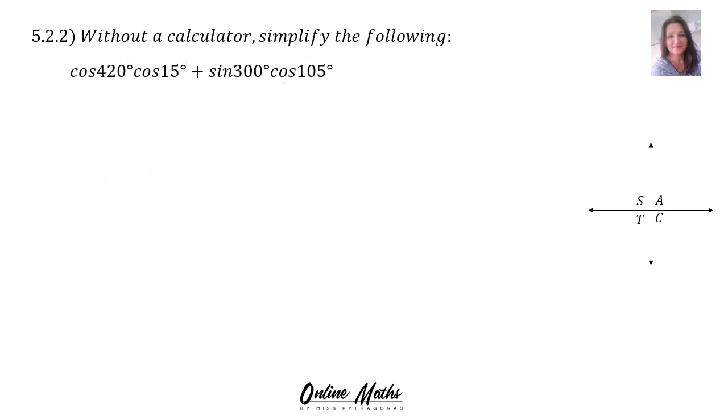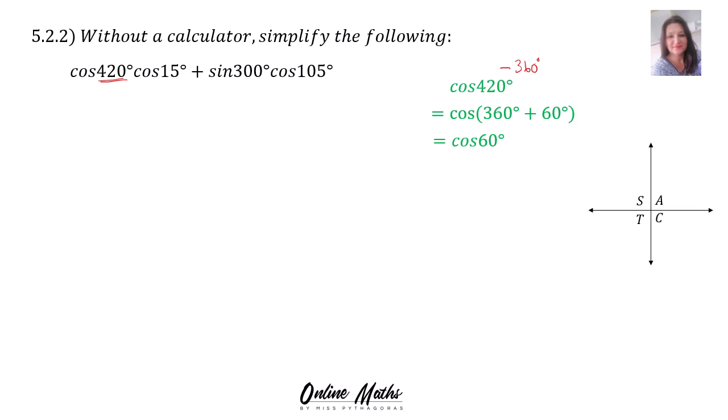5.2. Without a calculator, simplify the following. Now the aim here is to write all your angles as acute angles. So on cos 420, what we do is we simply subtract a revolution. So you subtract 360 and then you end with cos 60.